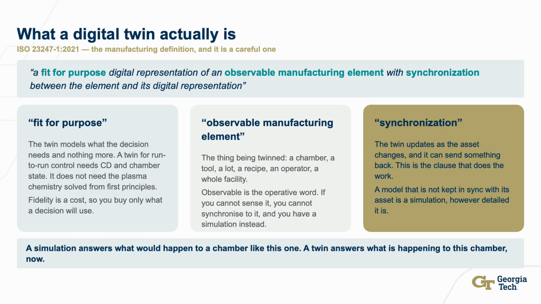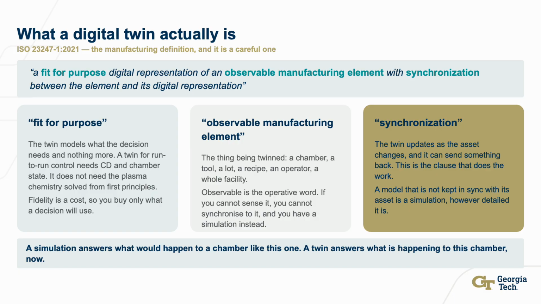Observable manufacturing element. That is the thing being twinned, and the standard's list is broad: equipment, material, process, facility, personnel, product. The operative word is observable. If you cannot sense it, you cannot synchronize to it, which means the twin's boundary is set by your instrument, not by your ambition.